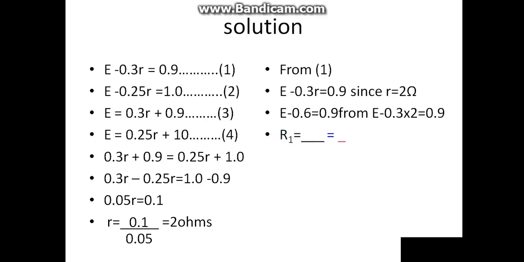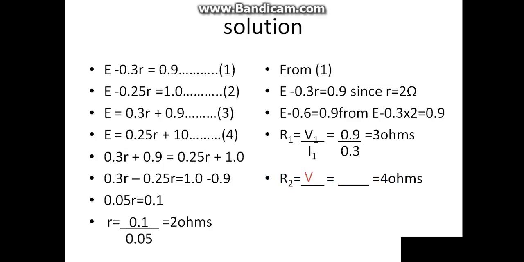Then for the resistance, R1 is equal to capital V1 over I1, which is equal to 0.9 over 0.3, which will give us 3 ohms. R2 is equal to capital V2 over I2, which is equal to 1.0 over 0.25, which will give us 4 ohms.